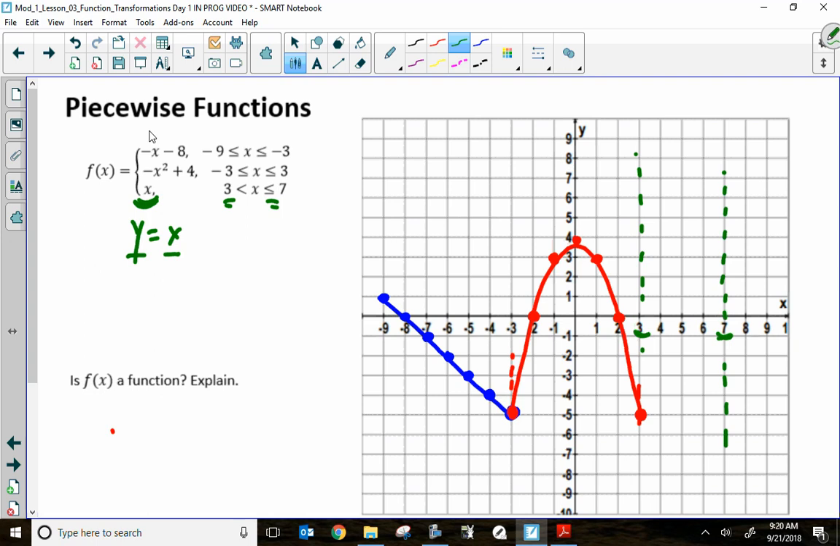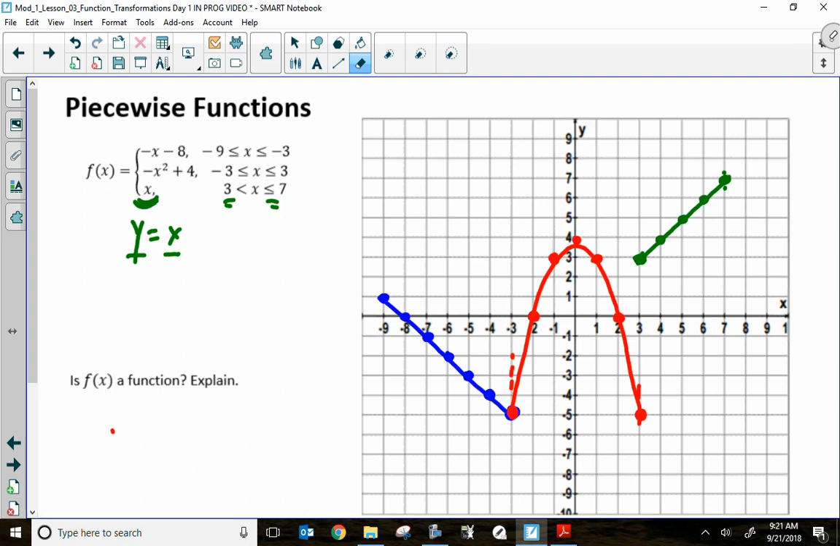So, when x is 3, y is 3. So at 3, 3. When x is 4, y is 4. When x is 5, y is 5. When x is 6, y is 6. When x is 7, y is 7. Boom. Get rid of these dashed lines.